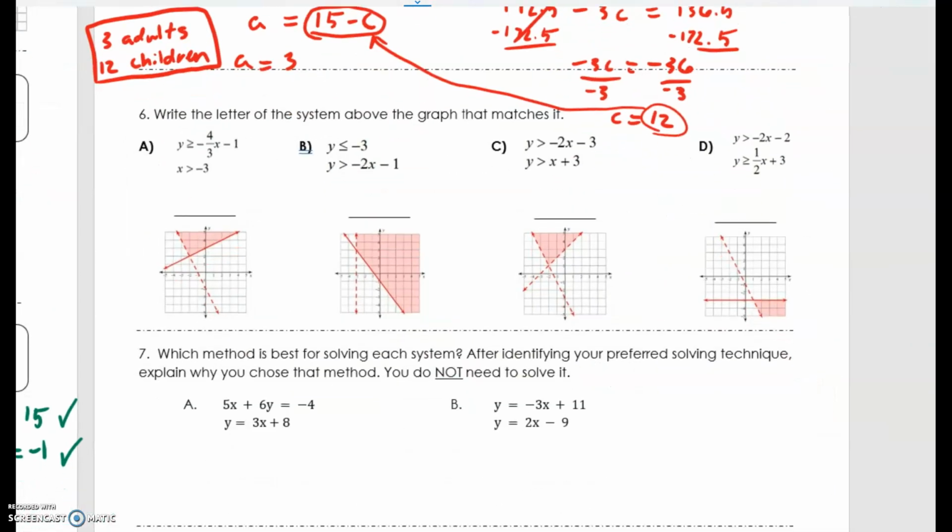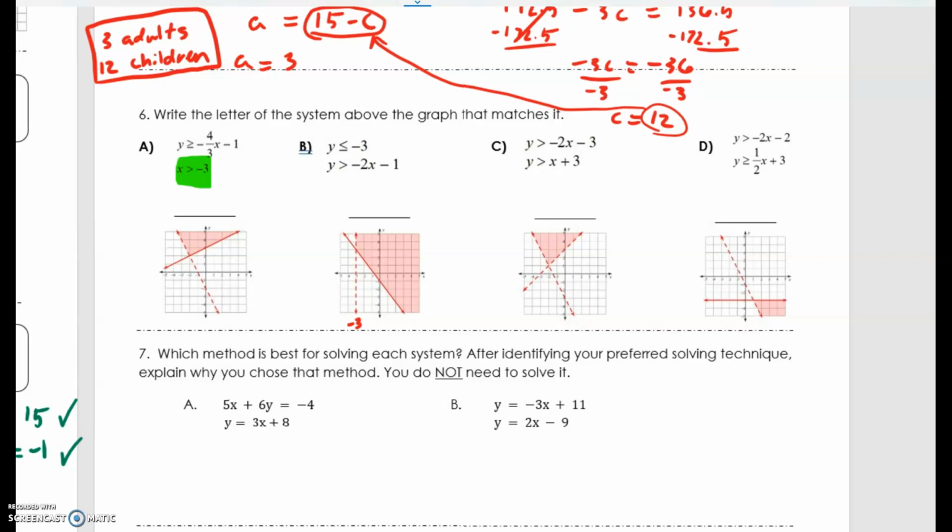Okay, number 6. Write the letter of the system above the graph that matches it. Okay, so I'm going to look at A first and figure out which one it goes to. I'm going to look at this line to start because that line is going to be different than a lot of the rest. Whenever it's x equals a number, it's a vertical line. So I'm looking for a vertical line going through negative 3. The vertical line should be dotted, and it should be shaded to the right. So this one right here is a dotted line going through negative 3, and it's shaded to the right.